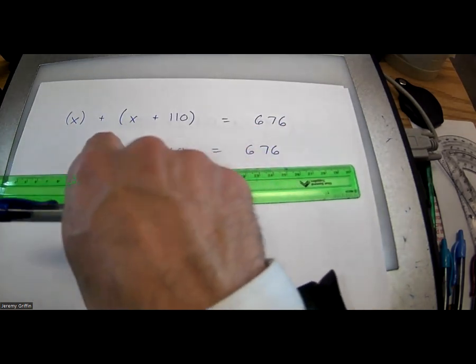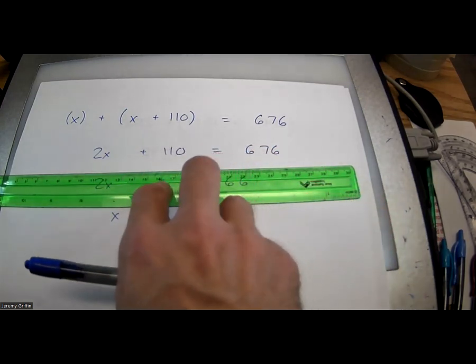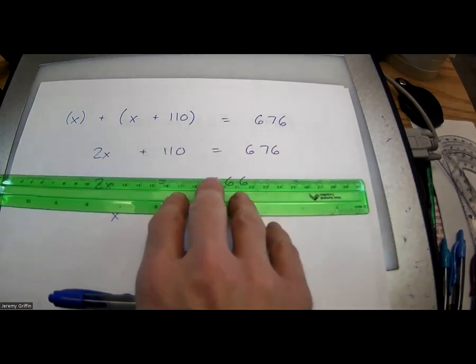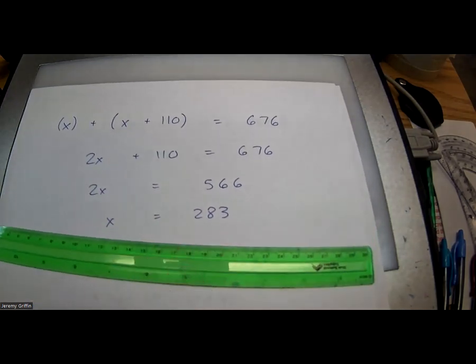But you could just rearrange that a bit, drop the parentheses. So 2x plus 110 is 676. Okay. And then just solve the algebra. So subtract over 110, that looks like that, divide by 2, you get the answer, 283 miles.